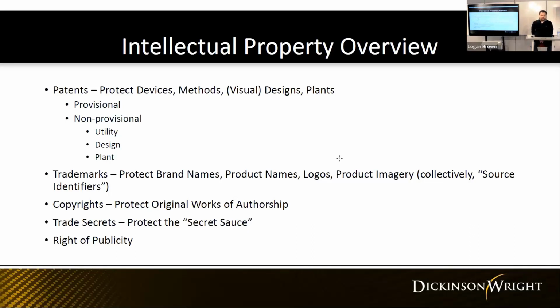So quick overview, trademarks. Trademarks are a type of intellectual property that is intended to protect brand names, product names, logos, product imagery, which I probably intended to say that this was trade dress, which is a type of trademark that is related to certain source identifiers of your business that are visual. It could be a shape or a color, and collectively, all of these trademarks are what are known as source identifiers.